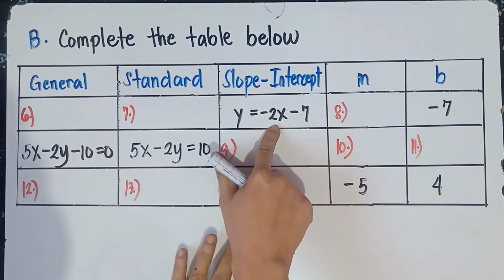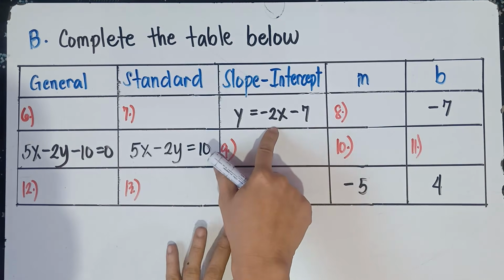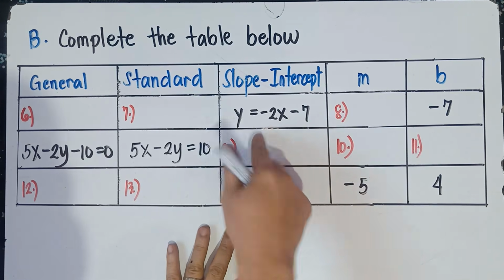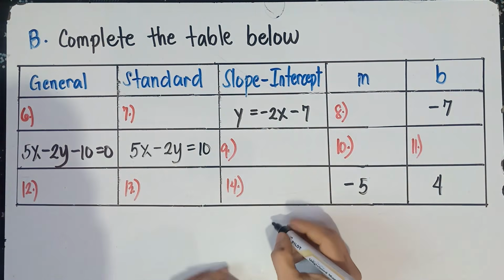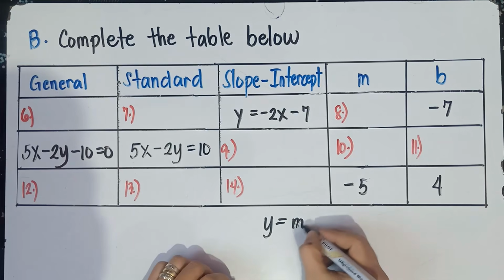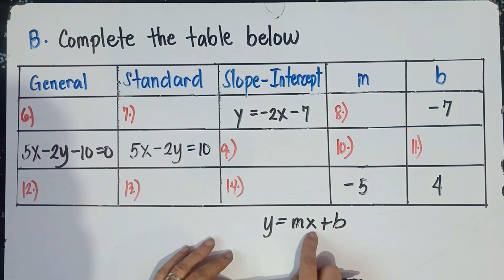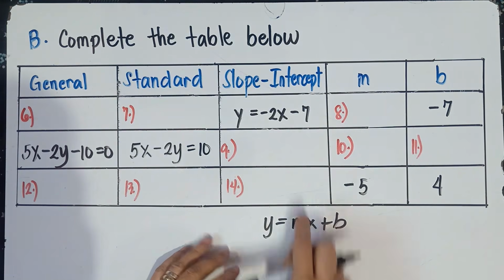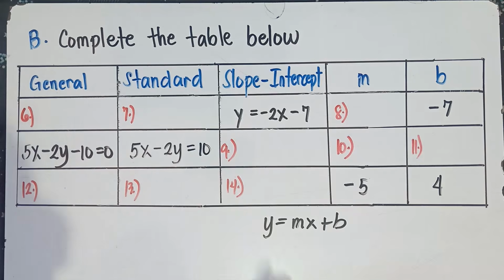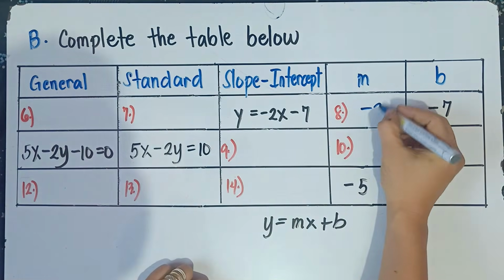The value of m in this given slope-intercept form would be negative 2. Once again, in slope-intercept form, the equation is y equals mx plus b. The value of m is beside x. So beside x, that would be negative 2.